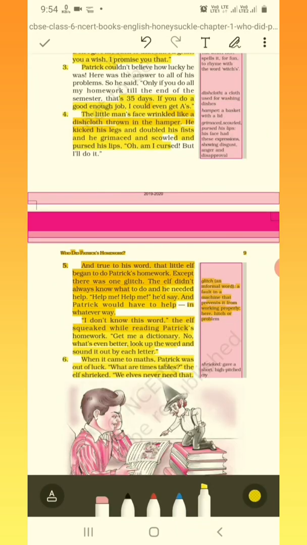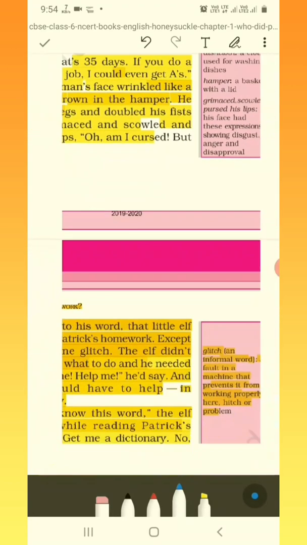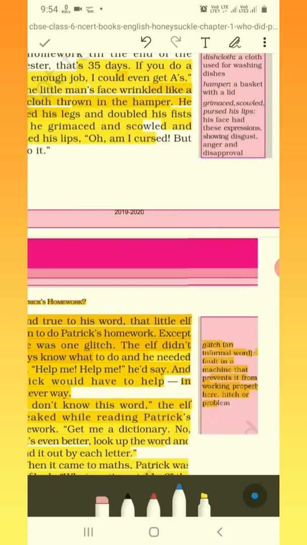Dishcloth basically is a thing used for washing dishes. Clear? Hamper is a basket with a lid. Grimace is a word that means scowl. Grimace, scowl, purses lips. The words are explained in detail.